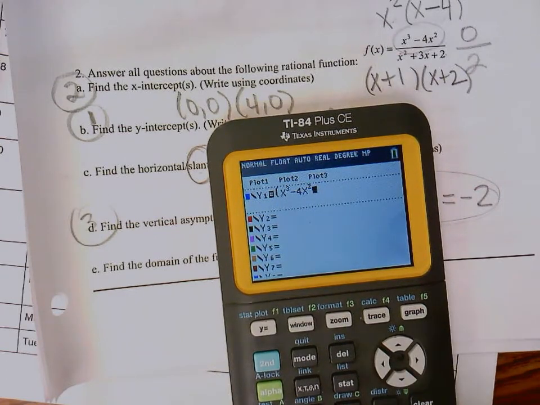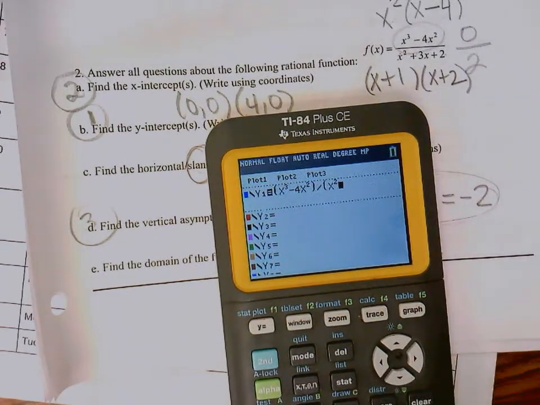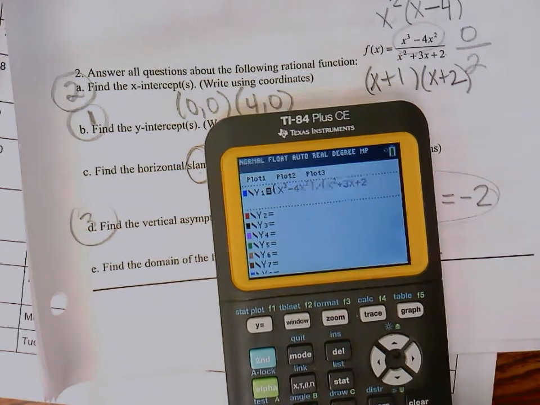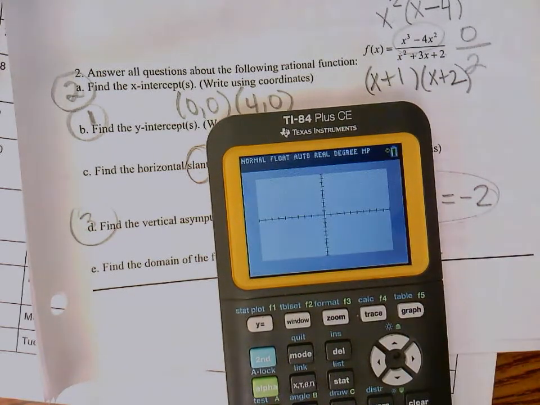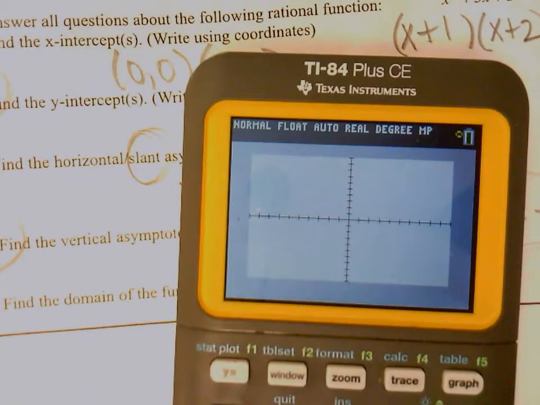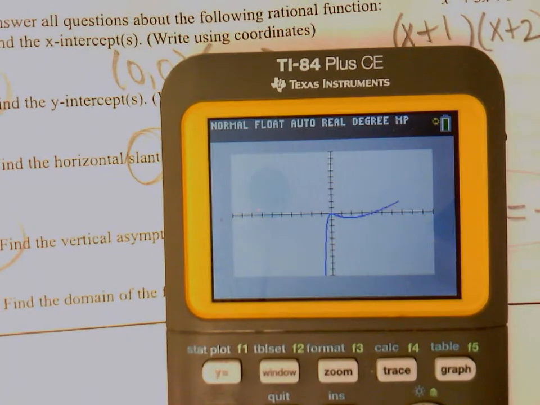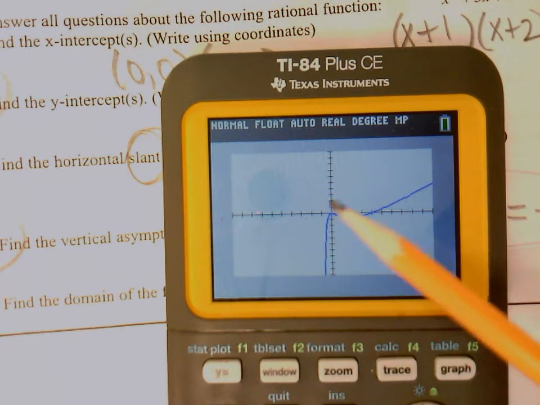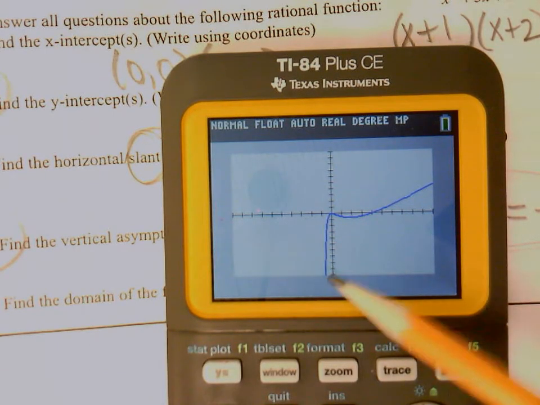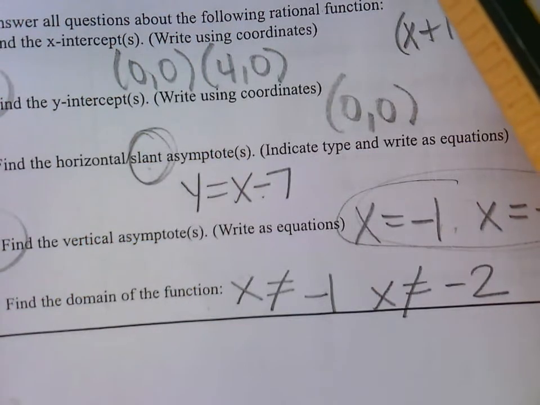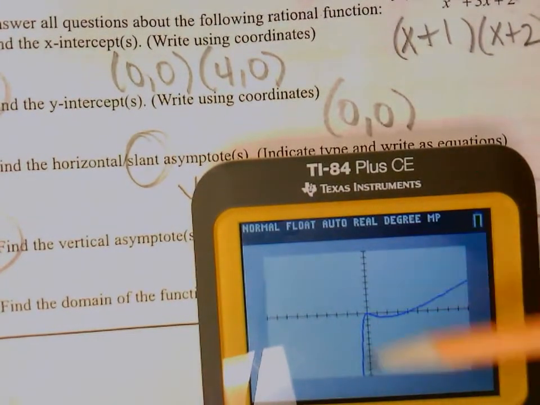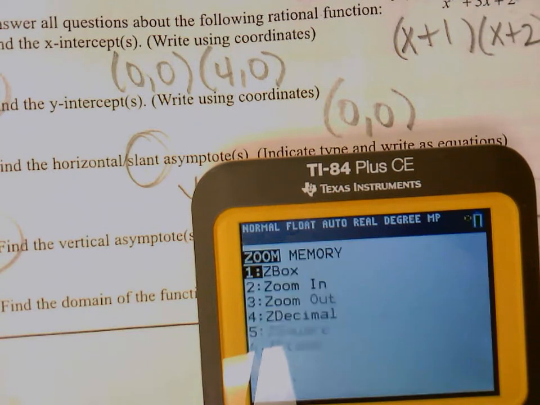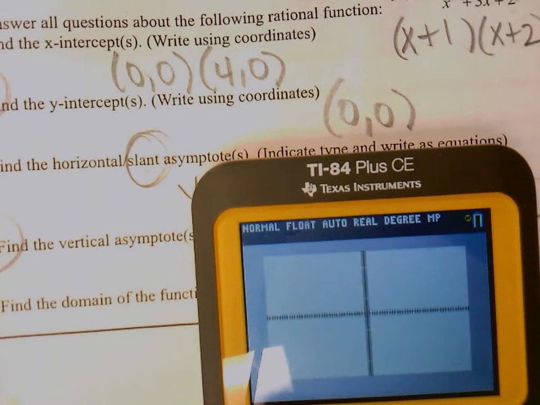X squared divided by x squared plus 3x plus 2. So let's just see what this comes out to as a graph. Remember how you said something about x squared? See how it's bouncing off the x-axis at that point, and then it's cutting through this other x-intercept? It had two asymptotes, didn't it? One is at -1 and one's at -2. So I'm wondering if I zoom out, if I'll see the other. So here's this other arm.